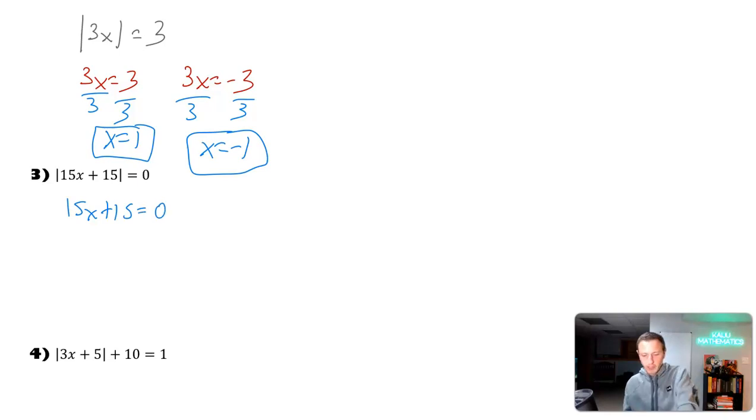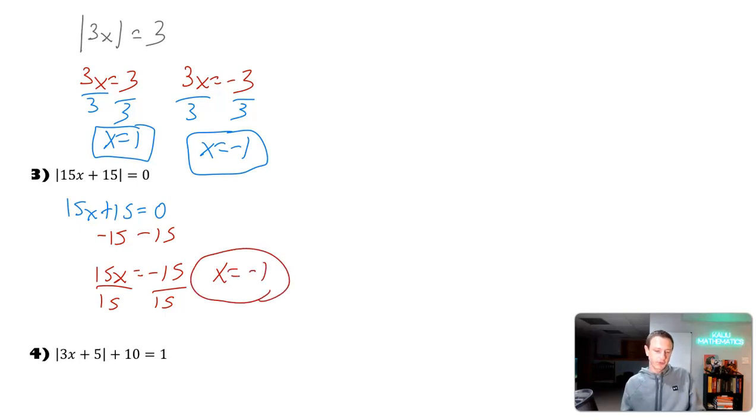I'm just going to set up one equation, because we are not going to be taking the absolute value of a negative number or a positive number, because we want it to just be 0. So we're just going to solve this. Subtract 15. 15x equals negative 15. Divide by 15. X equals negative 1. So the only value that's going to make that true is negative 1.